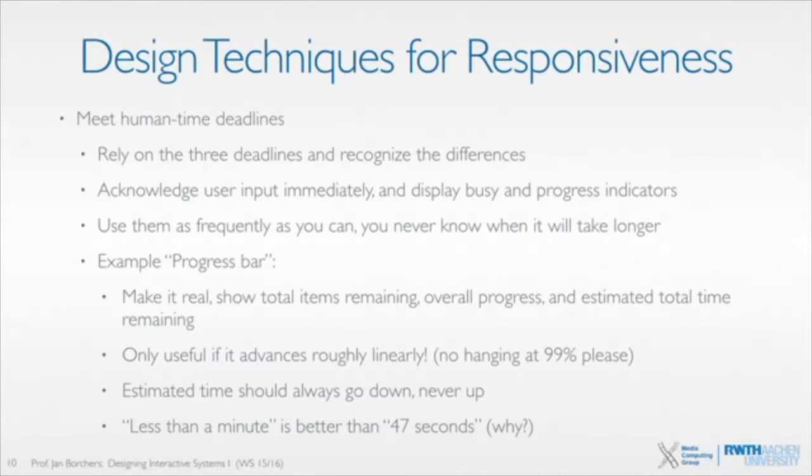And mostly just acknowledge any user input immediately and display busy or progress indicators as needed. Use them as frequently as you can because you never know when it will take longer. To give you an example, when I open a new window in the Finder on my Mac, it's supposed to show the contents of that directory, right? Sometimes, with local directories, it's never a problem. Sometimes it's a network directory over a fairly slow connection, and you open that window, and it takes several seconds for the contents to load.